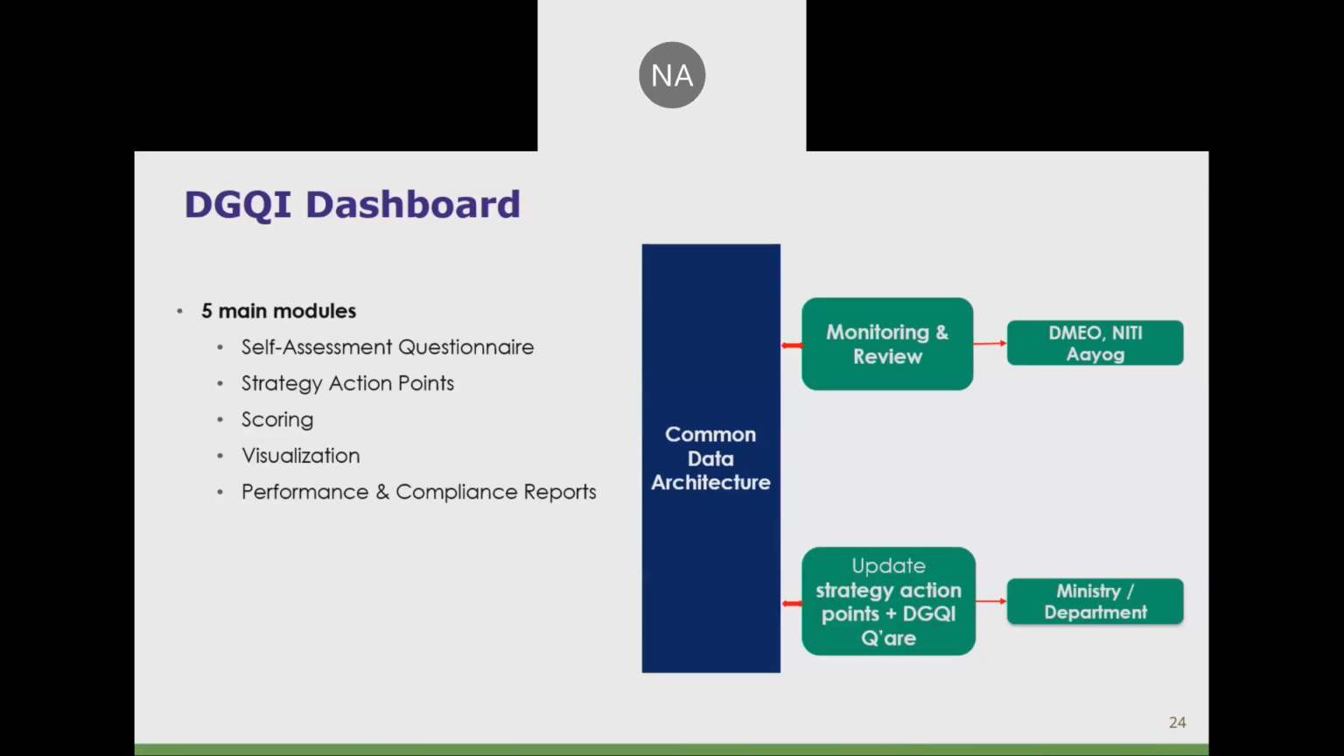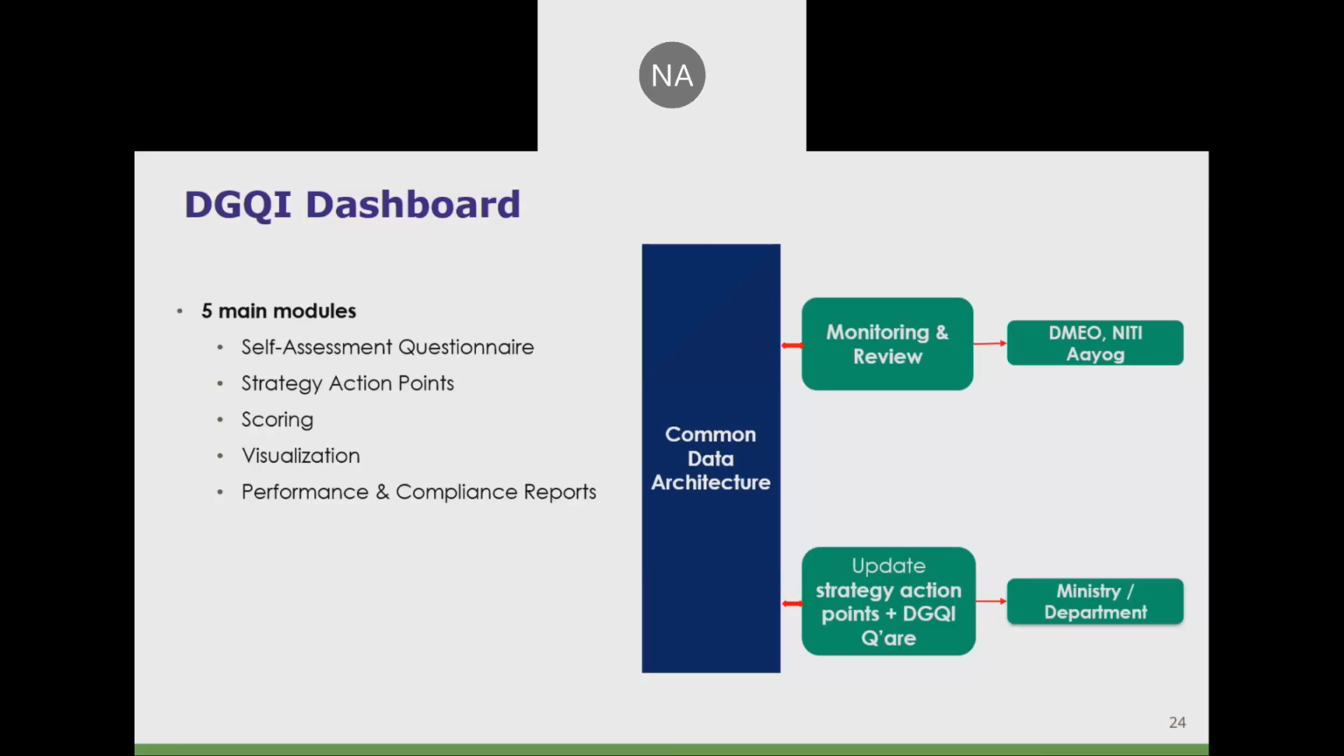So with this operational approach and the kind of operational levers of change that we deployed to reform the data systems of the departments of the Government of India. And this slide is essentially showing just how the architecture of the DGQI dashboard has been designed, where on the same dashboard we have the questionnaire as well as a mechanism to track the action points of the departments, as well as automated scoring, visualization and reports module.